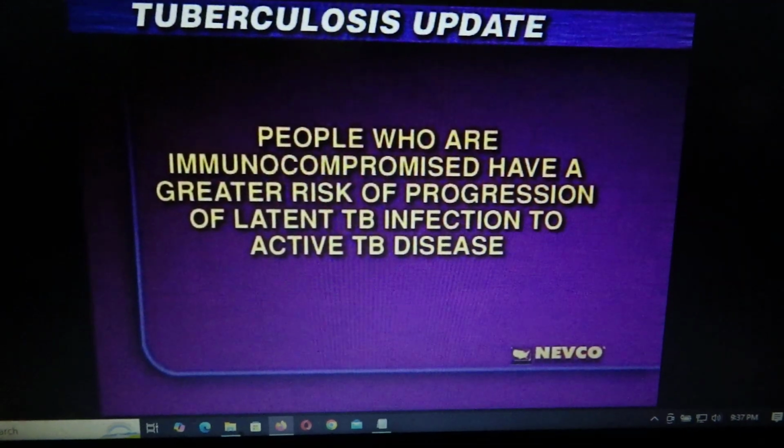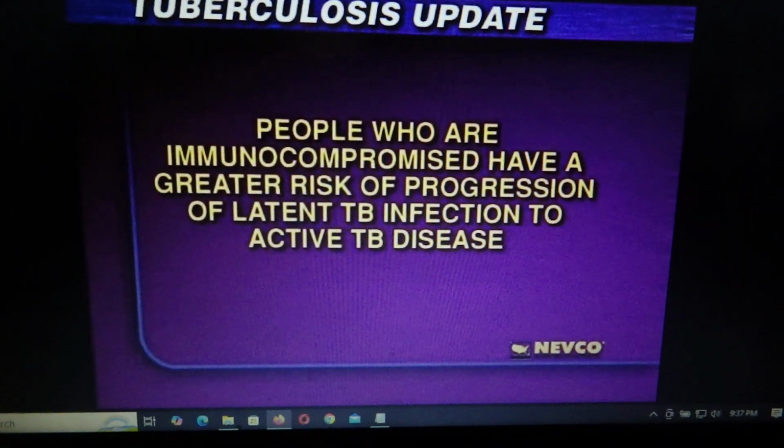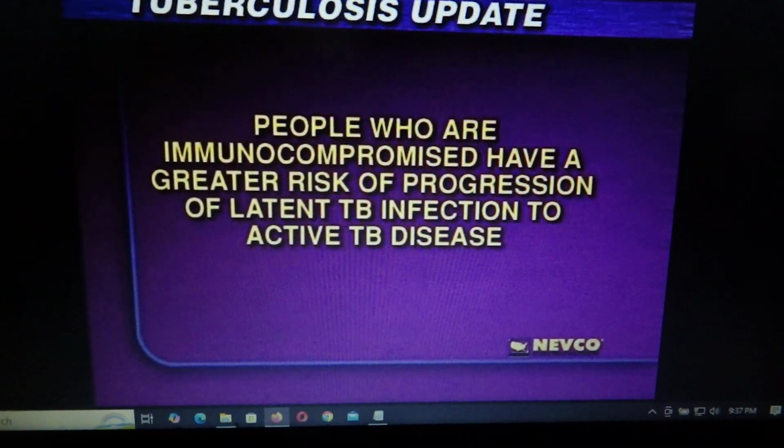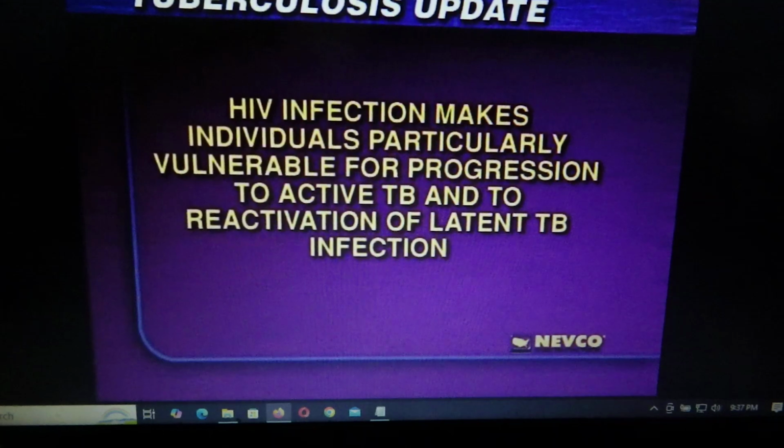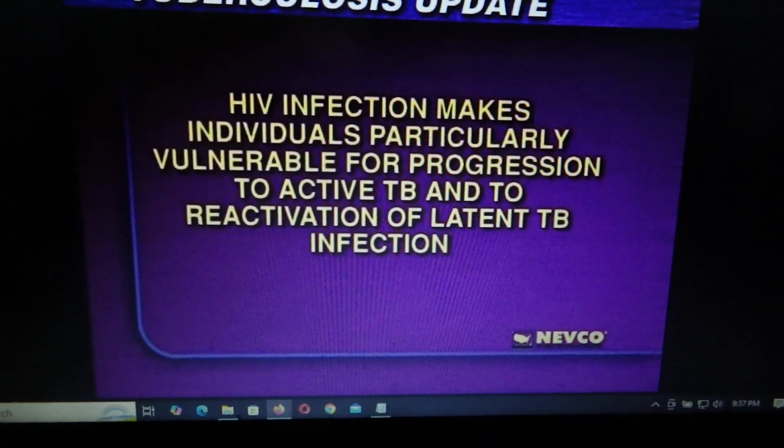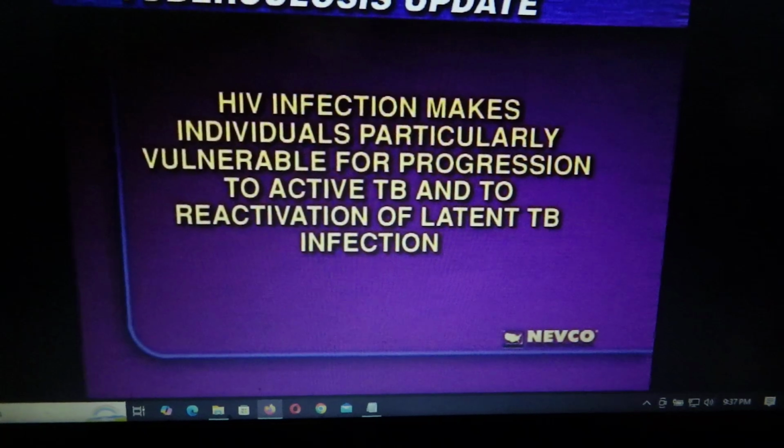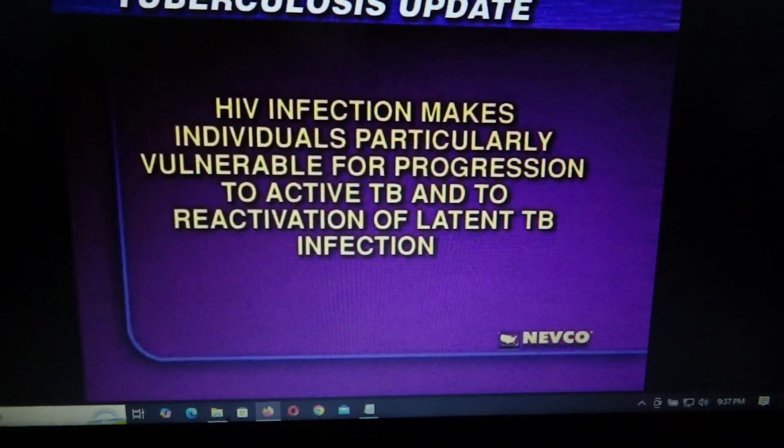Latent TB infection is becoming a growing public health concern. It is estimated that 2 billion people worldwide have latent TB. 10 to 15 million of those live in the United States, and about 10% of these individuals will develop active TB at some point in their lives. People who are immunocompromised have a greater risk of progression of latent TB infection to active TB disease. HIV infection makes individuals particularly vulnerable for progression to active TB and to reactivation of latent TB infection.